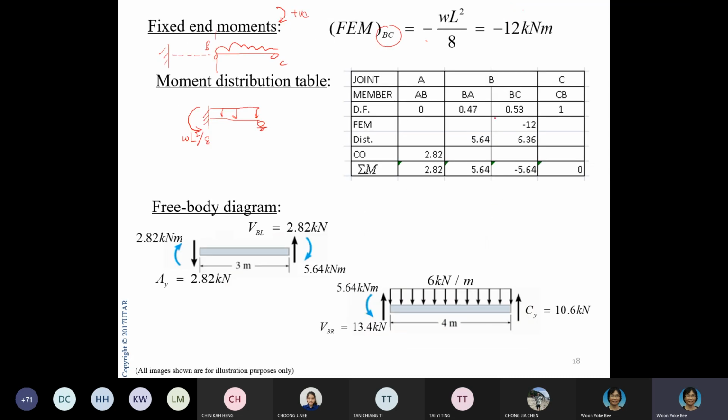Oh, okay. So what you have is negative. We introduce a negative here. Okay, so then after that, we will establish our moment distribution table.